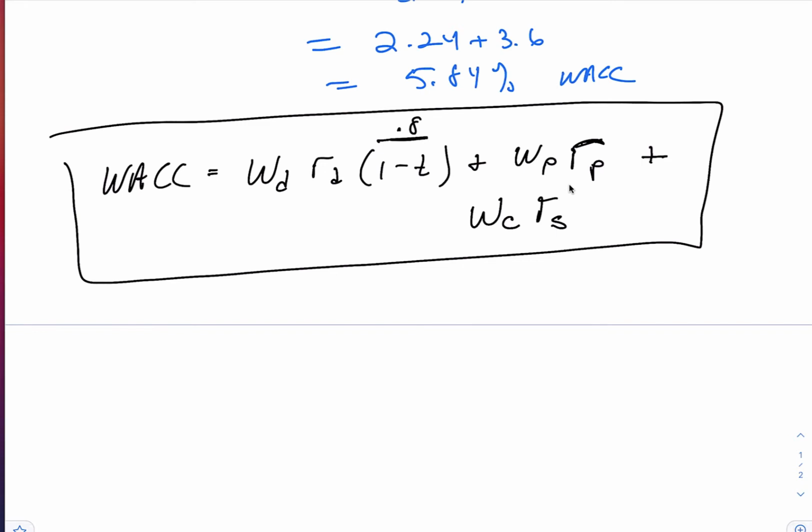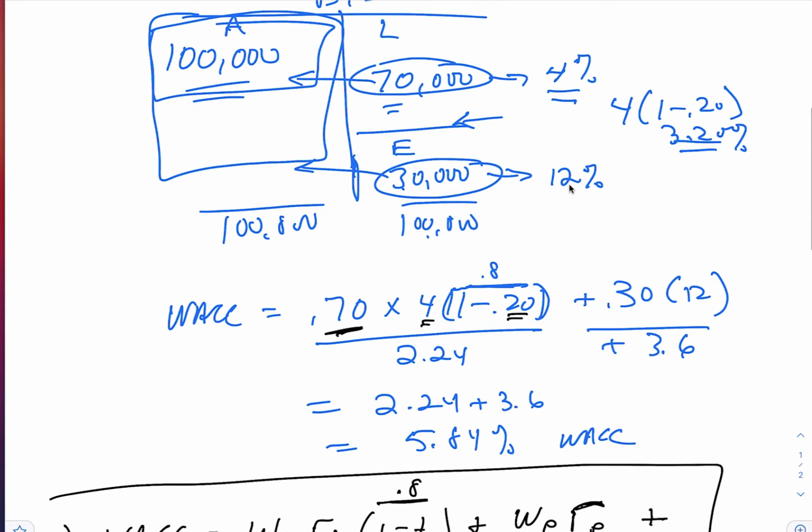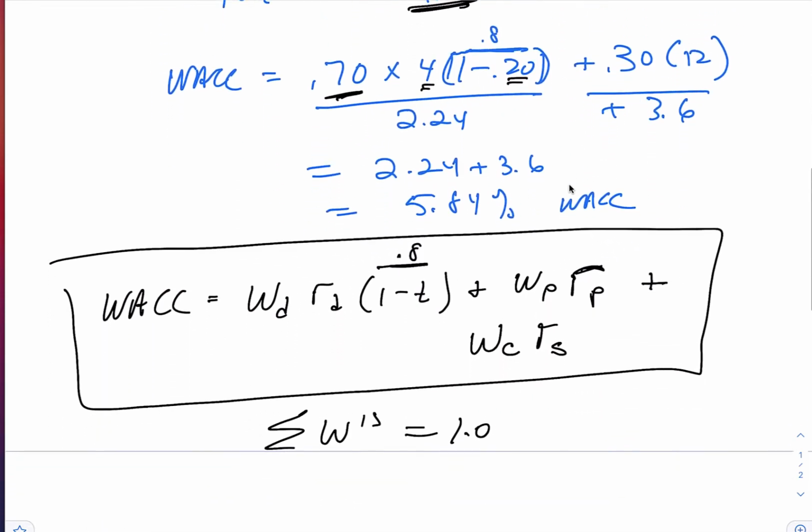First off, the sum of the W's has to add to 1. You have to account for all of the weights. You notice I did that up here, because if you have $100,000 here, it's got to be broken up between these two components, and that's exactly what we did. So the weights have to add up to 1.